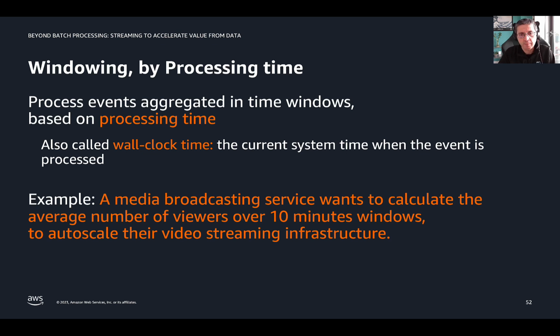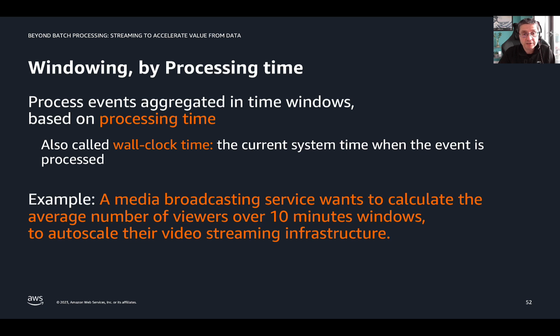Imagine you set up a timer when you open the window. When the timer expires, you close the window, you calculate the result, and you open the next window and restart the timer. Processing time logic is useful every time you need to do some calculation, some analysis based on when the event is observed, not when it actually happened.